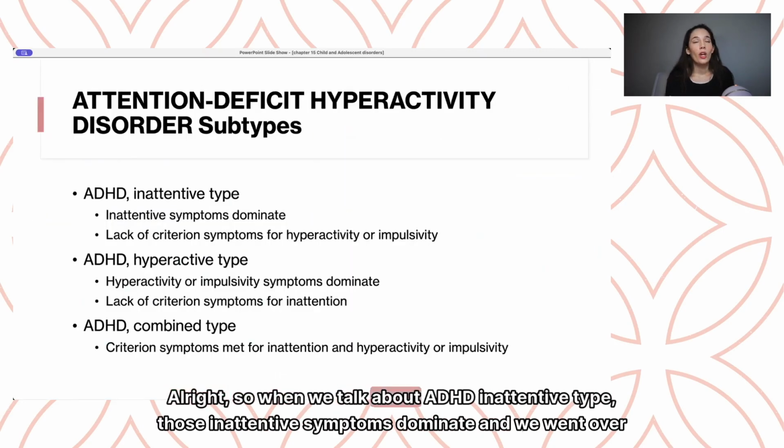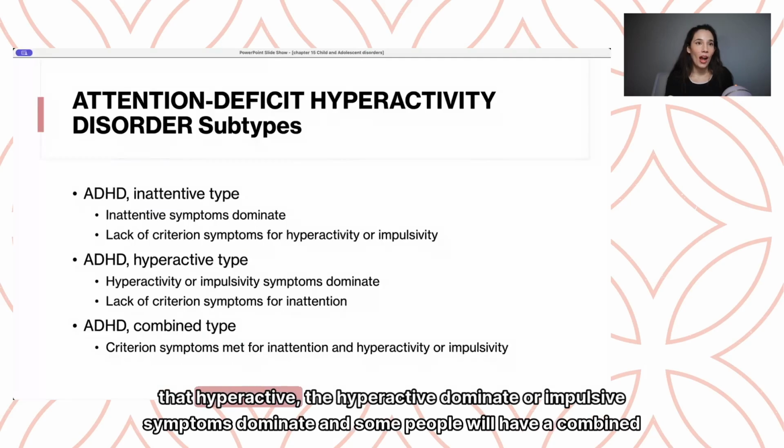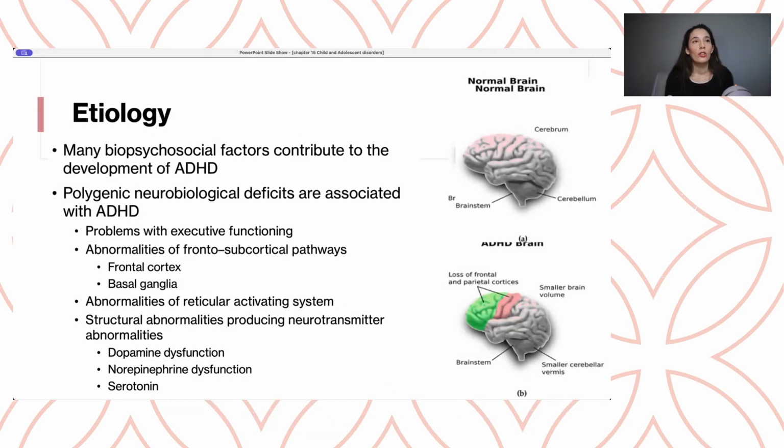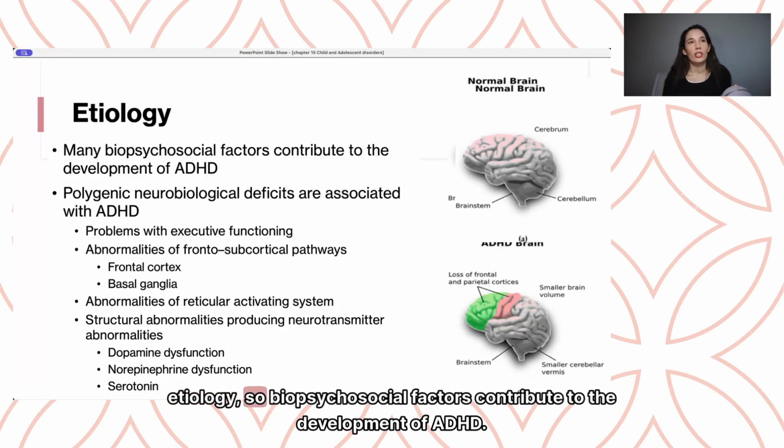All right. So when we talk about ADHD inattentive type, those inattentive symptoms dominate. And we went over that. Hyperactive, the hyperactive or impulsive symptoms dominate. And some people will have a combined type. So etiology.